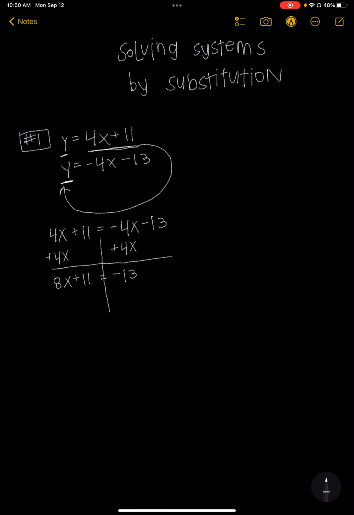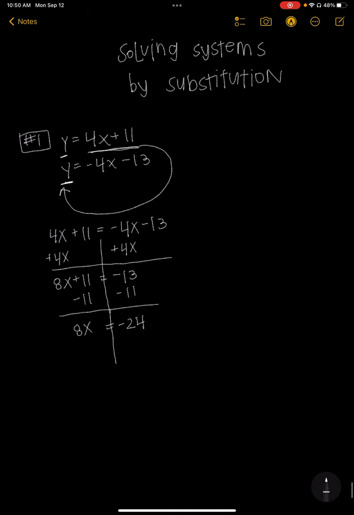Now I want to continue solving for x. I'm going to move the 11 over by subtracting. And I get 8x on this side equals negative 24. Then the last step is to get rid of the 8 by dividing both sides by 8. And I end up with x is equal to negative 3.